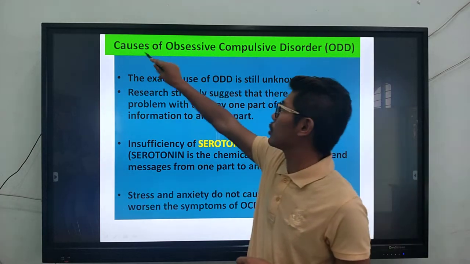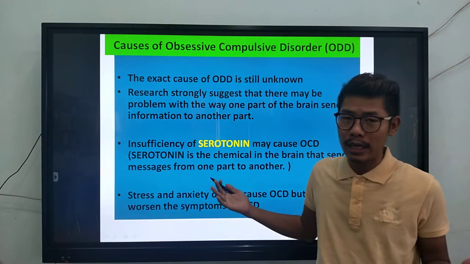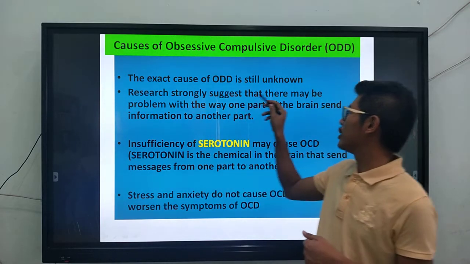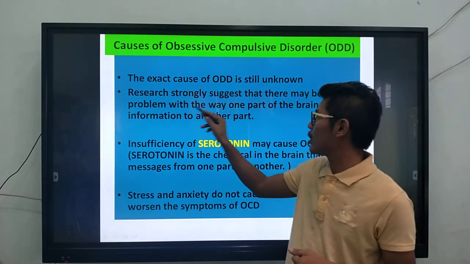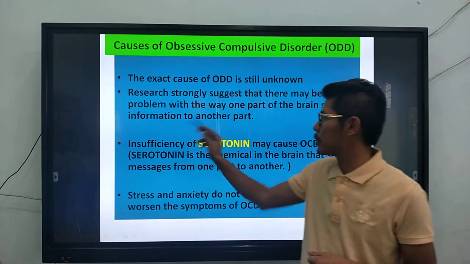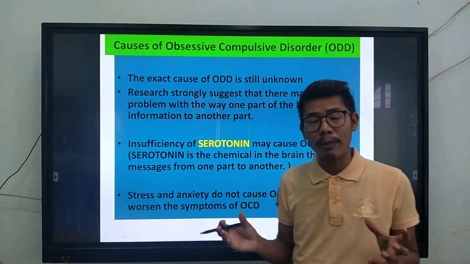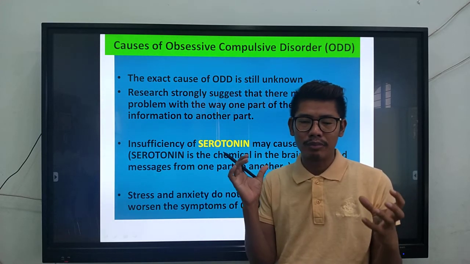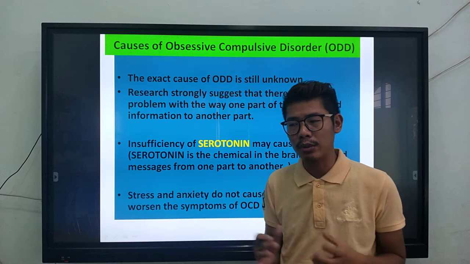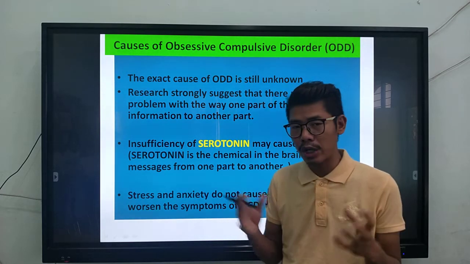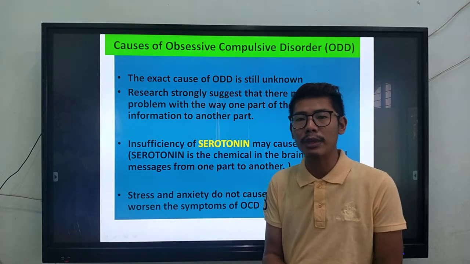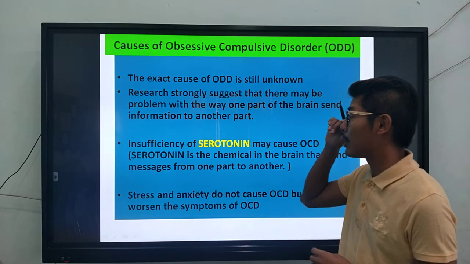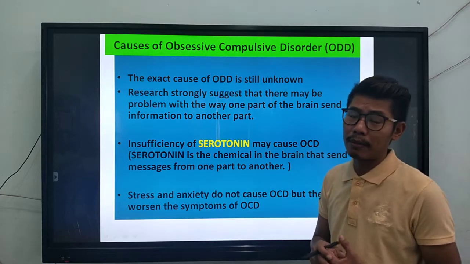Next one, let's see what are the causes of obsessive compulsive disorder. The exact cause of OCD is still unknown, but researchers strongly suggest that there may be problems with the way one part of the brain sends information to others. So you have parts of the brain, and they need to cooperate with one another and respond to each other effectively. But when your brain signals do not react or respond properly, it may lead to obsessive compulsive disorder.